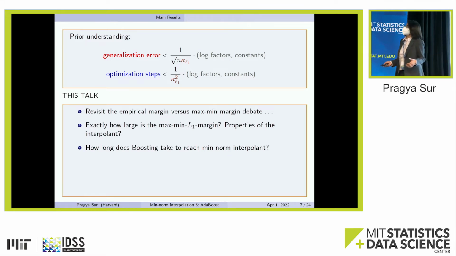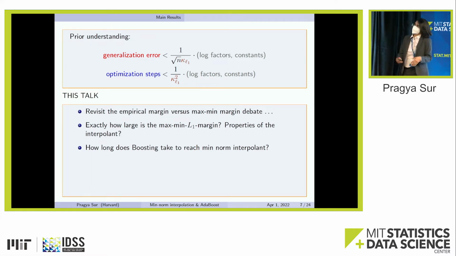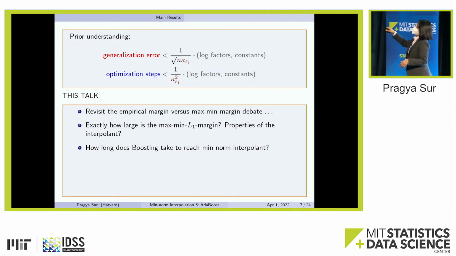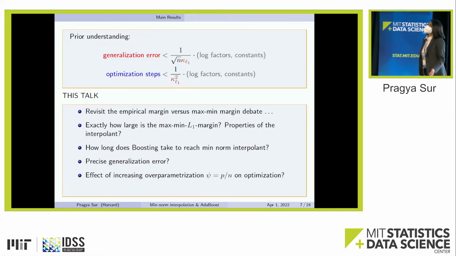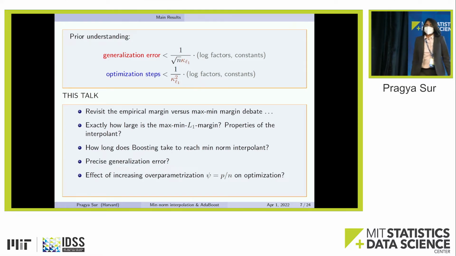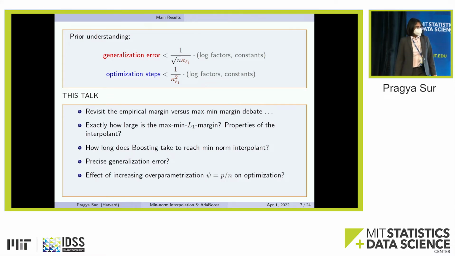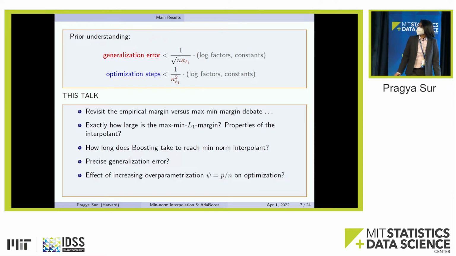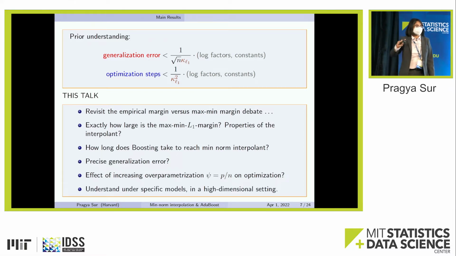And then, instead of having an implicit bias result like in the previous literature, we're going to try to characterize in a more quantitative way how long it takes for AdaBoost to reach this min-norm interpolant. We will see that if one can make a result of that form quantitative, then you can read off things like generalization error for AdaBoost, or the effects of overparameterization on the optimization properties of the algorithm. So that's our goal today, to understand these phenomena in the context of AdaBoost, and we're going to do that in a high-dimensional setting.